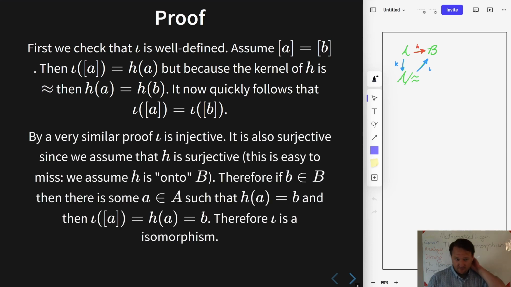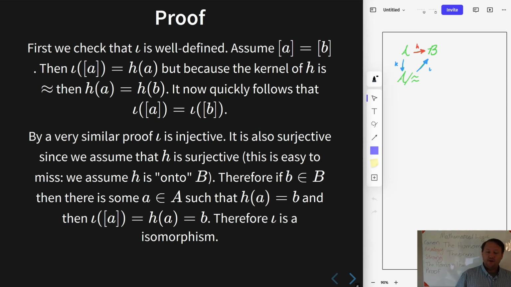In fact, the proof of injectivity, right? Because we want to prove that this is an isomorphism, so we want injectivity and surjectivity. The fact that iota is injective goes by a very similar proof, again using the homomorphism. We can show that if iota of the class of a equals iota of the class of b, then we get that the class of a equals the class of b. So that would be injectivity.